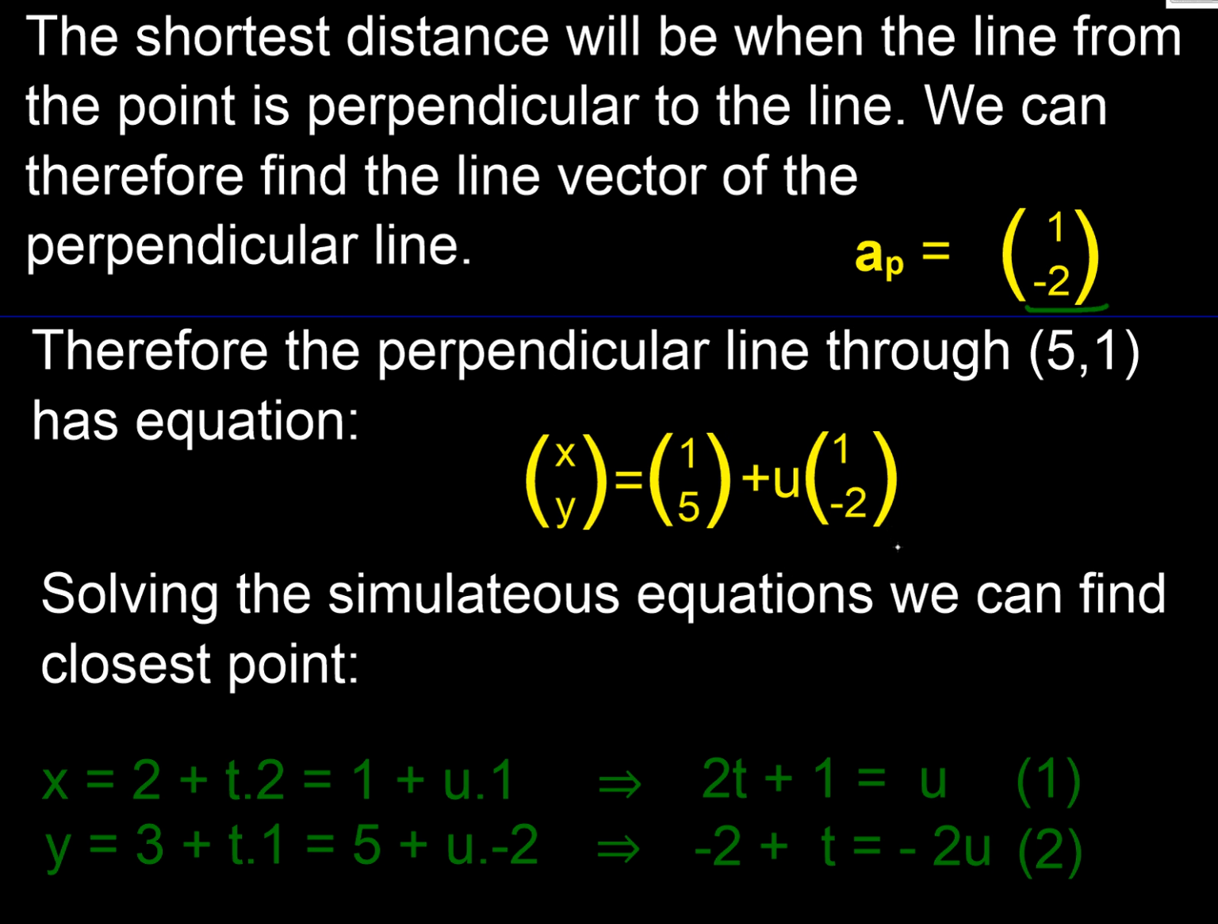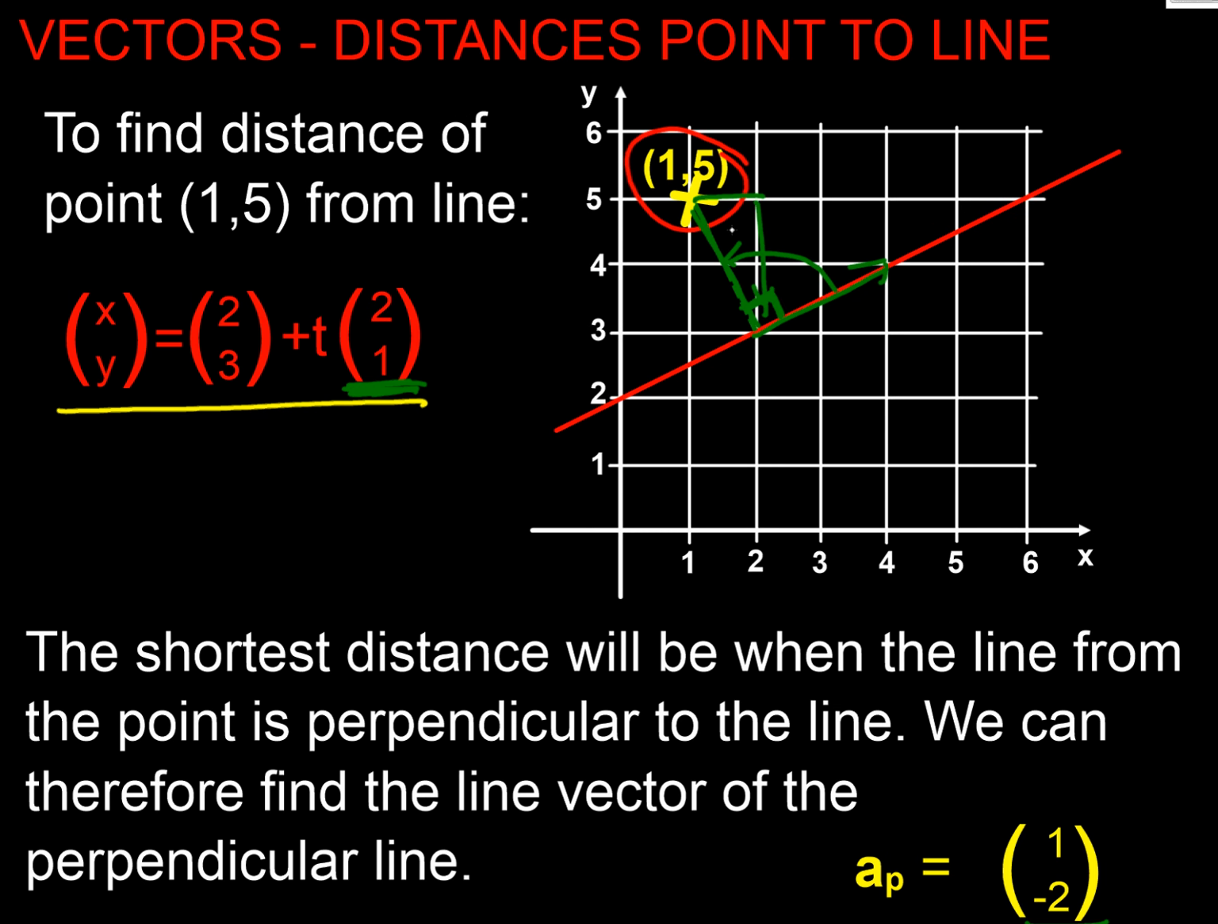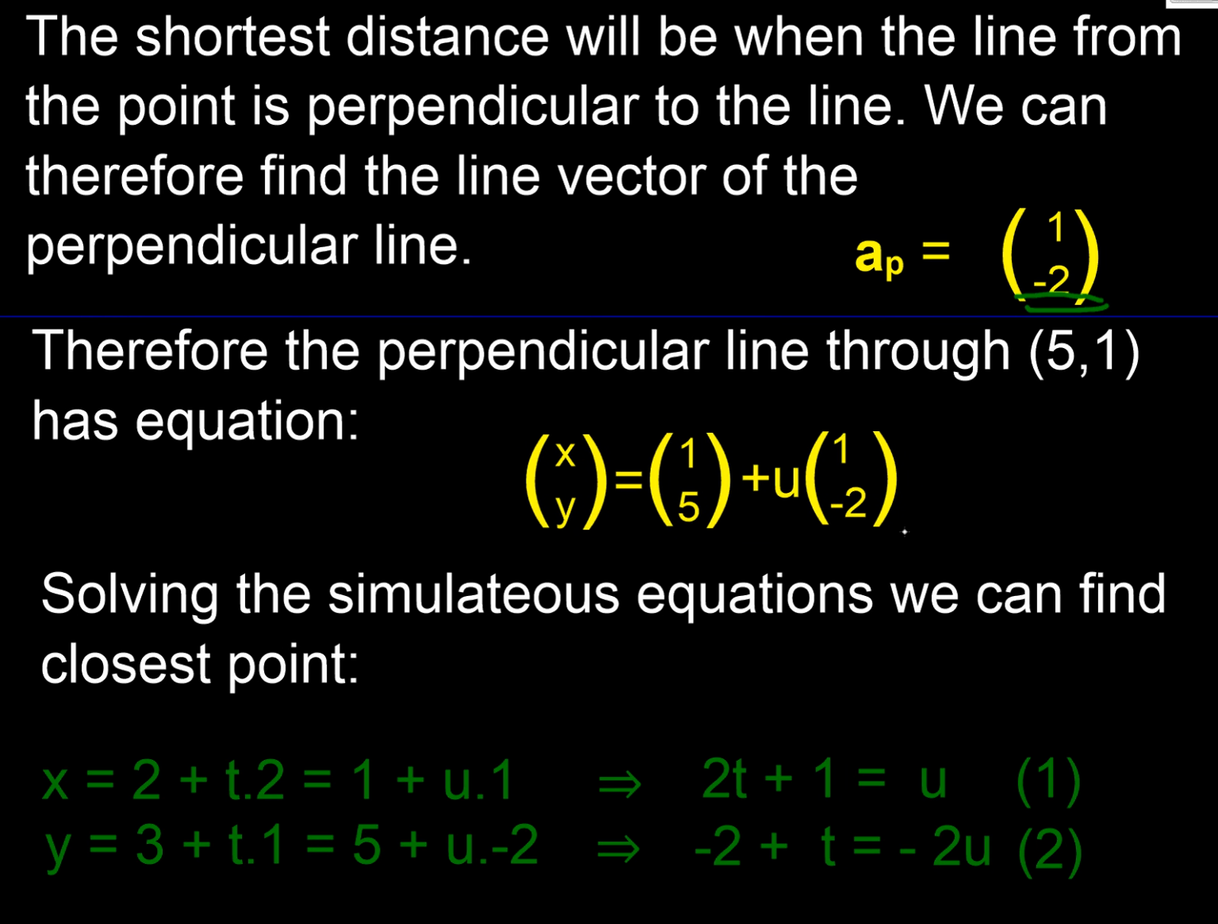And therefore we've created a line here. There's our line in effect, this line here. We could create a line here that goes through the point 1, 5, and it's got a line vector 1, minus 2 down the bottom. So therefore we've got a line there for our green line. That's the equation of it: it goes through the point 1, 5, and there's a line vector of 1 and minus 2.